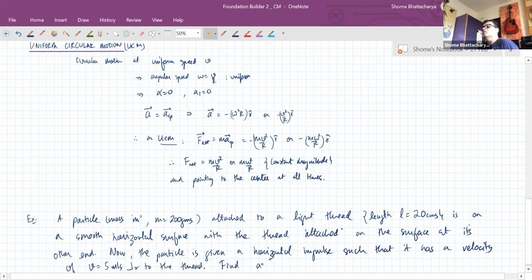Find omega and tension in the thread. Sorry, we'll find omega and we'll find the magnitude of acceleration. And the tension T in the thread. So just note down this section first. We will be applying this concept in this particular question now. So try to interpret the question and come up with a diagram for it also yourself.